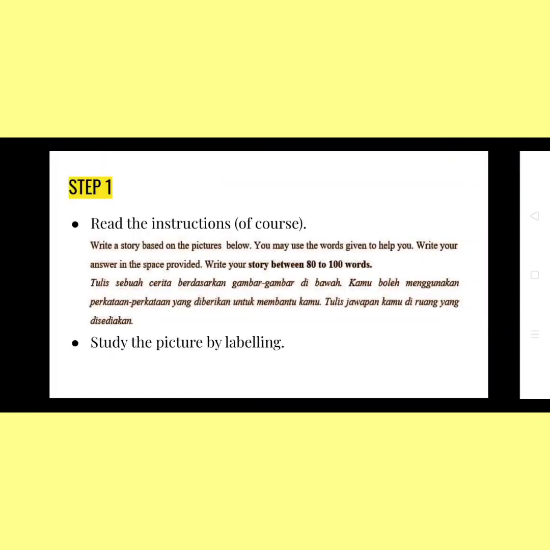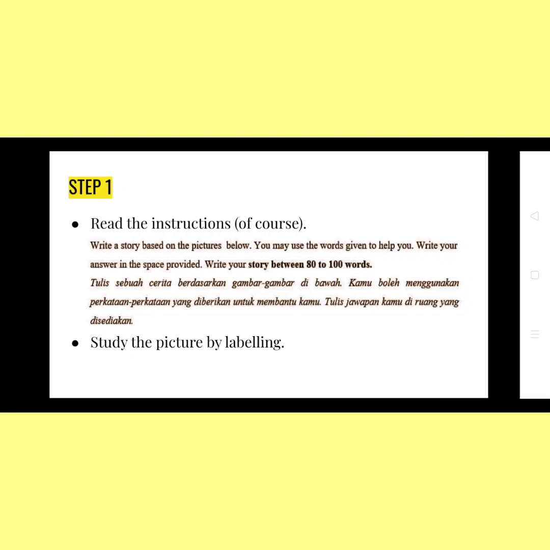Step 1. Read the instructions. For example, write a story based on the pictures below. You may use the words given to help you. Write your answer in the space provided. Write your story between 80 to 100 words. Make sure you understand the instruction.